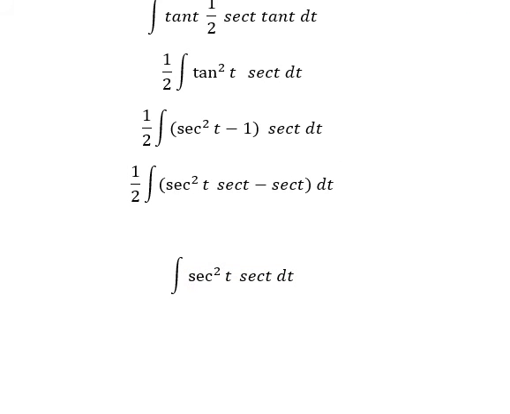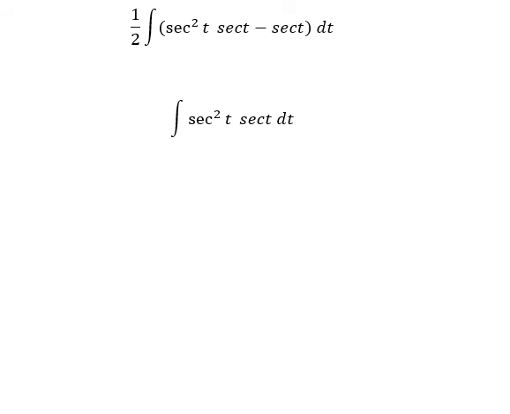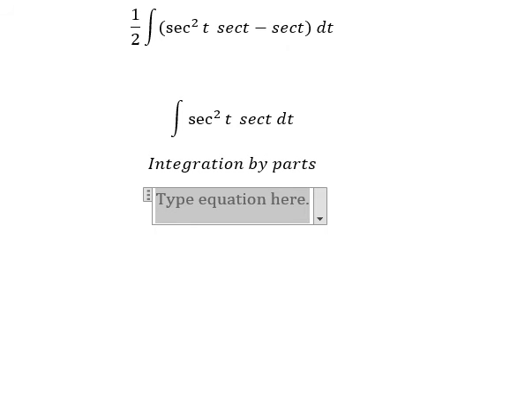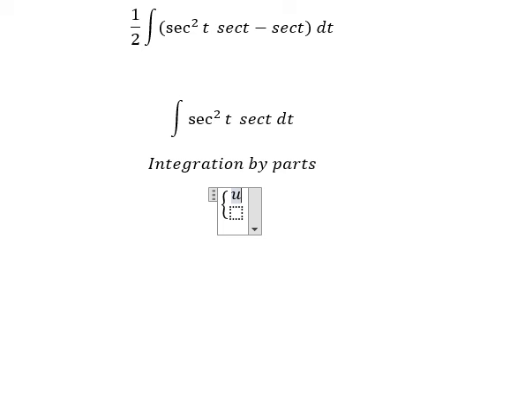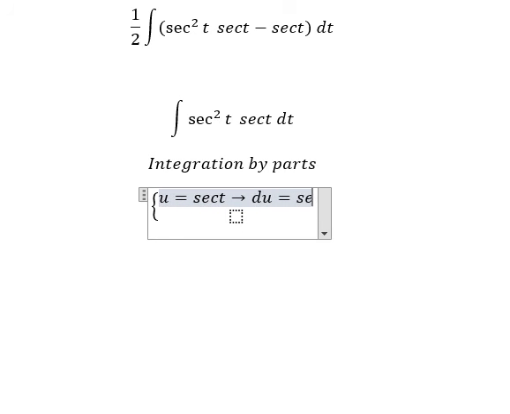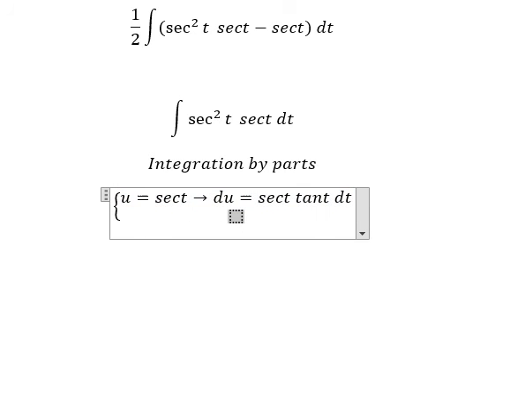So, we need to use integration by parts. So, I will put u equal to secant of t. So if we do the first derivative, we have secant of t tan t dt. dv, I will put secant of t square dt. The integration of this one, we have tan t.